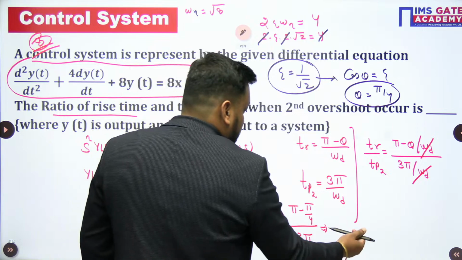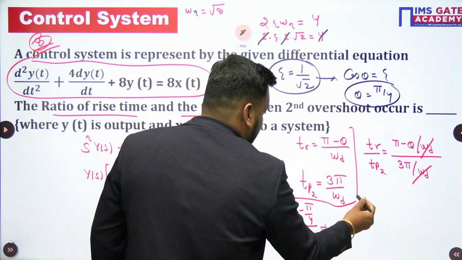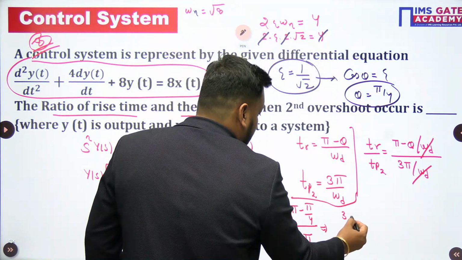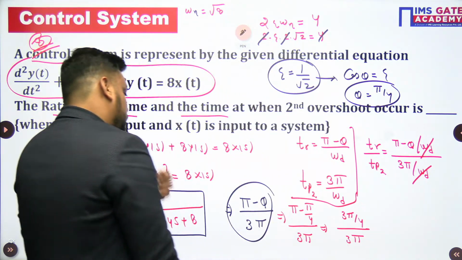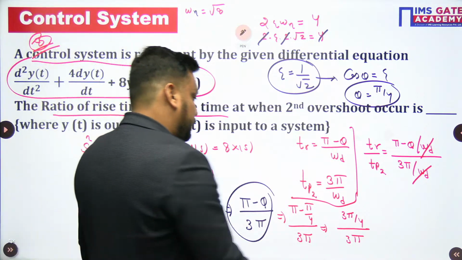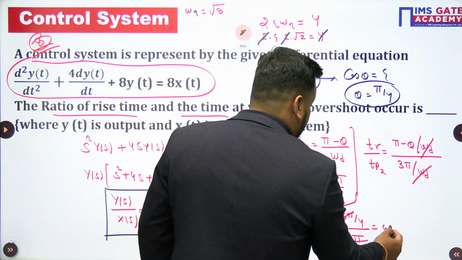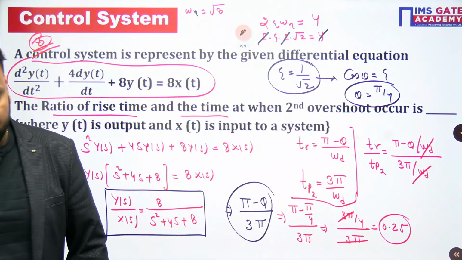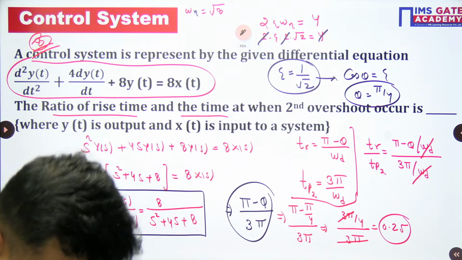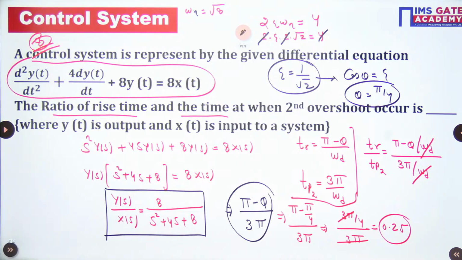When you subtract this, ultimately it will be 3 pi by 4 upon 3 pi, because pi minus pi by 4 is 3 pi by 4. So the answer is 1 by 4. It should be 0.25, guys. 0.25, or near to 0.25, 0.24 also. It can be, yes.